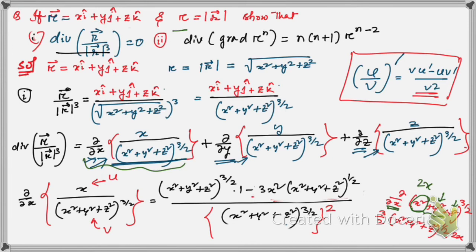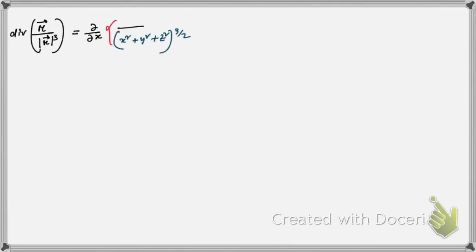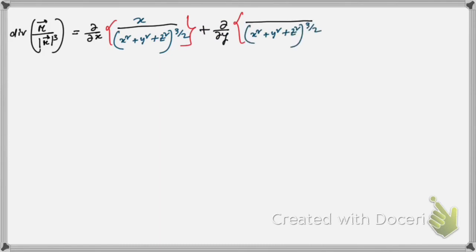So this is the partial derivative of the x component. Similarly, we can find the partial derivative of this and this as well. So let's move on to next slide. So this is, let me write the expression first, that is divergence of vector R by cube of its magnitude, right? This is the expression, right?